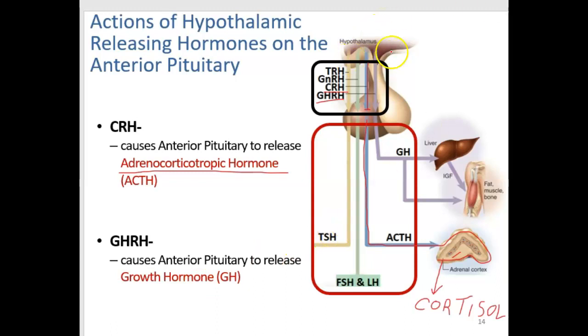And then the last hypothalamic hormone is growth hormone releasing hormone coming from the hypothalamus. It affects the anterior pituitary, causing the anterior pituitary cells to make growth hormone. And growth hormone has many targets: bones, fat, muscle, liver, and it is tropic. I mean, it's called growth hormone, so it has to be tropic. And we'll talk about what it does for those organs a little bit later.